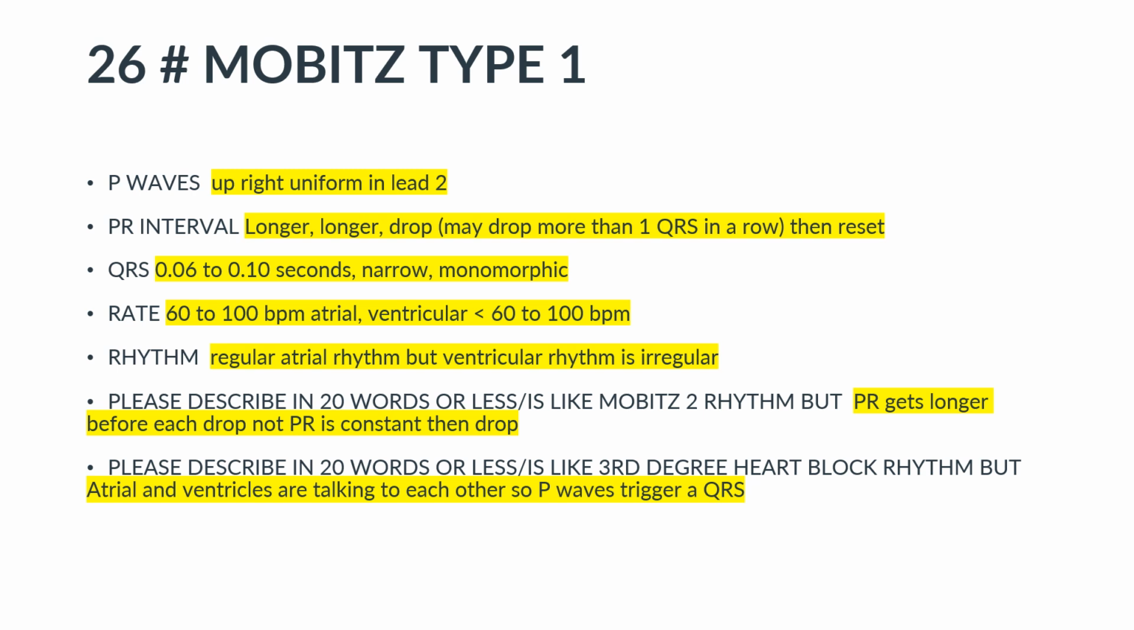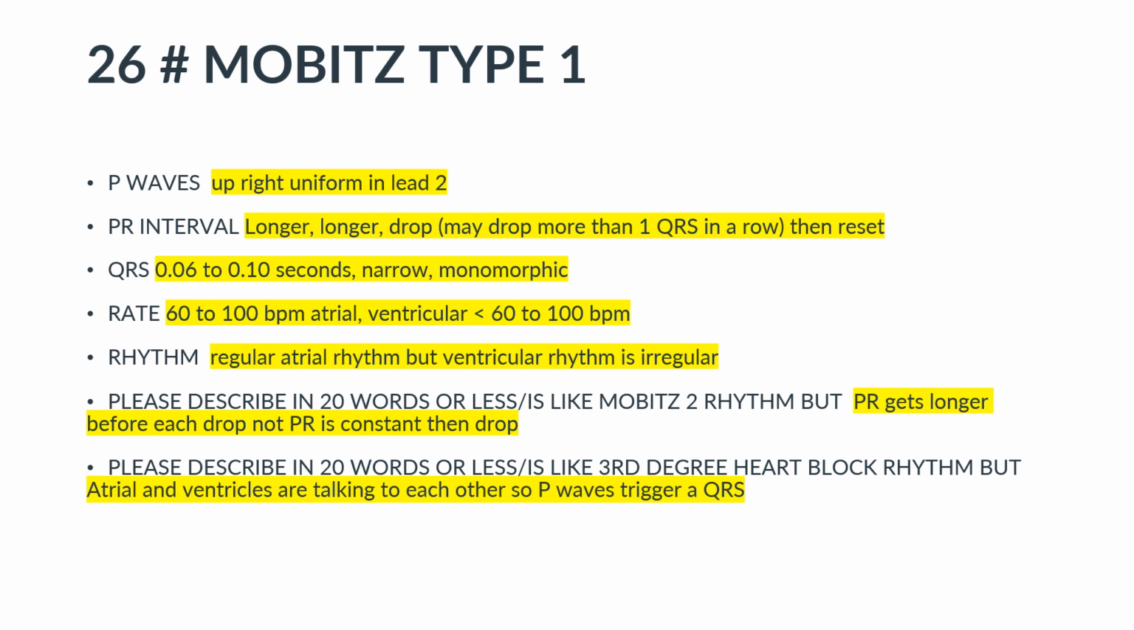All right. Now the atrial rhythm is going to be regular, right? Atrial is just going beat, beat, beat, beat, beat, beat, beat. But the ventricle is going beat, beat, beat, beat, beat. Right. So that's going to be irregular.